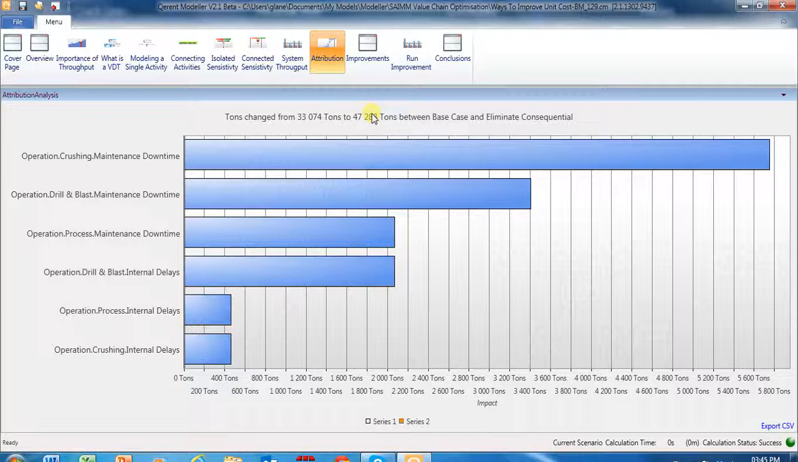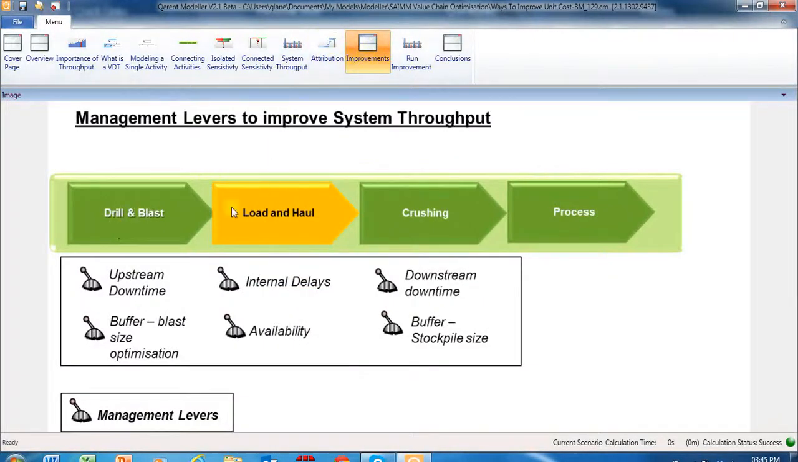So now we want to go and apply some of this thinking to improvements in the system. So we've identified load and haul as being our constrained activity. It's the lowest activity, so we've got levers that we can adjust now. We could look at reducing the internal delays on load and haul to improve its internal capacity or its availability. Or look at the upstream downtime. If the drill and blast was more predictable and reliable and didn't cause consequential downtime, this load and haul would do more. Or there could be a bigger buffer.